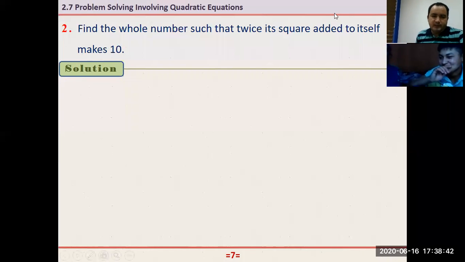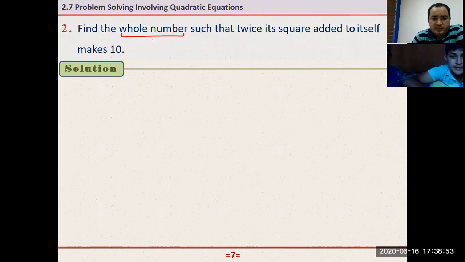All right, example 2, question 2 from exercise 2H. So find the whole number. Again, we are talking about a whole number, right? Let's say this x or n, anything, such that twice its square. Twice means it is 2 times its square. So this is the number we are talking about.